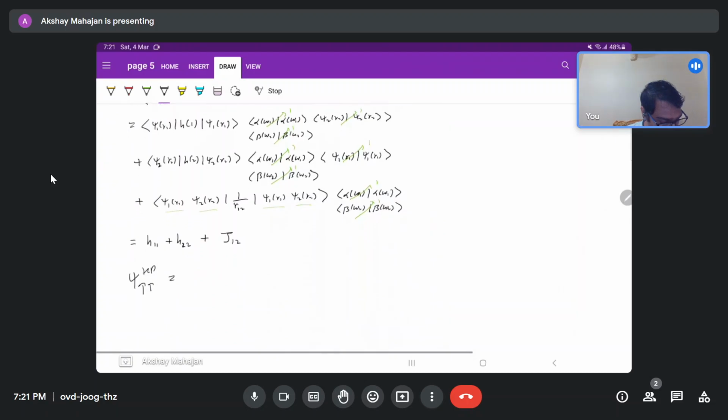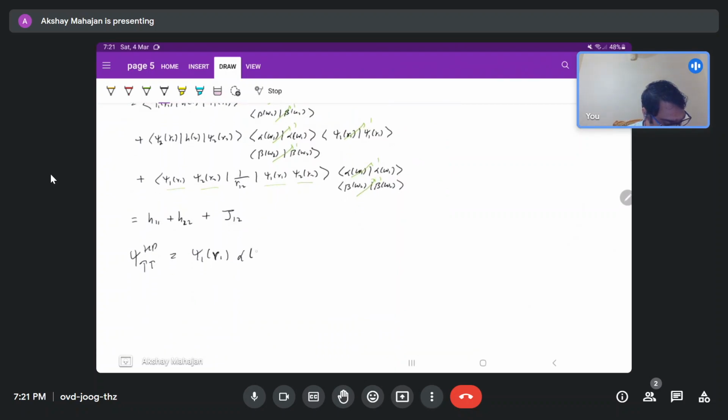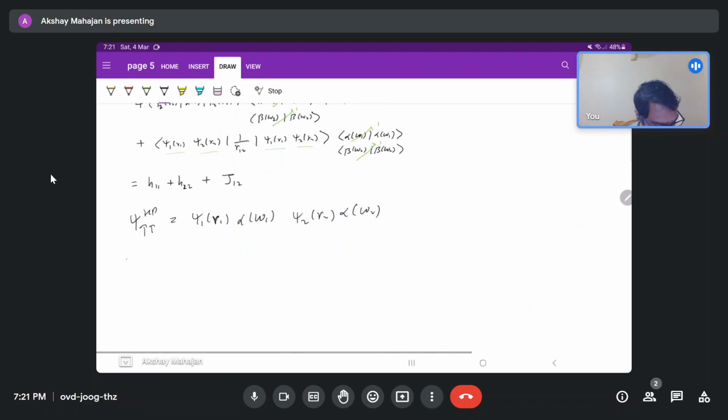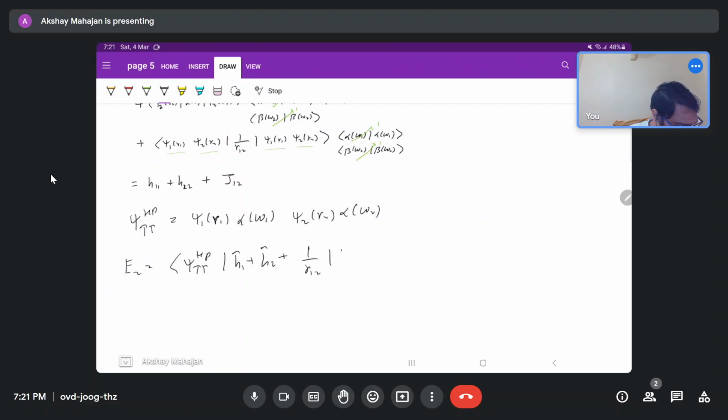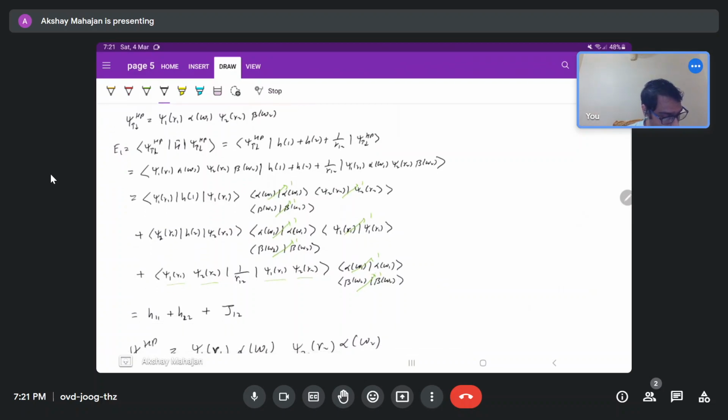So we have psi1(r1) alpha(omega1), and psi2(r2) alpha(omega2). So our energy E2 will be equal to this Hartree product, <psi| h cap(1) + h cap(2) + 1/r12 |psi>, both spin up, alpha alpha.